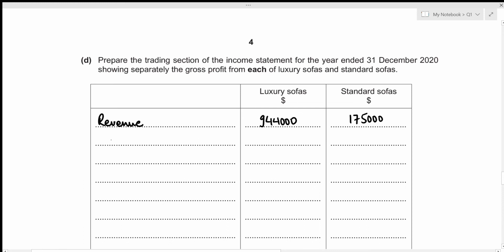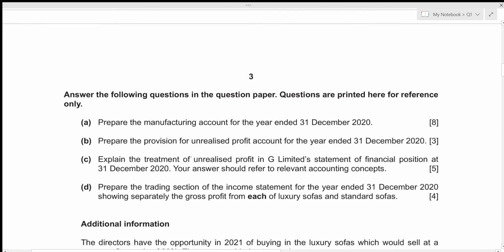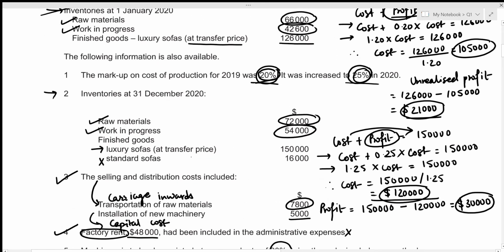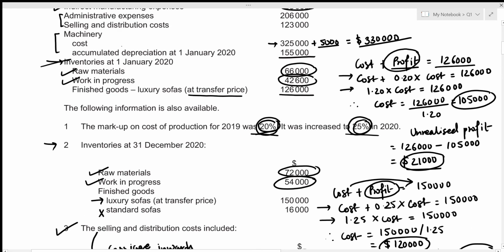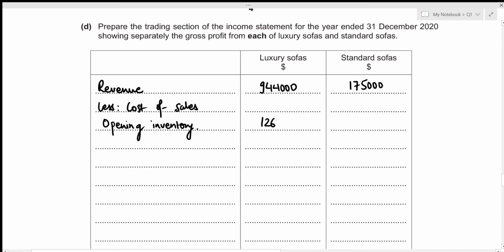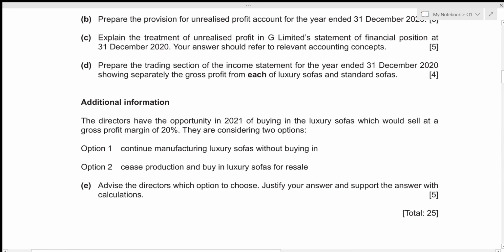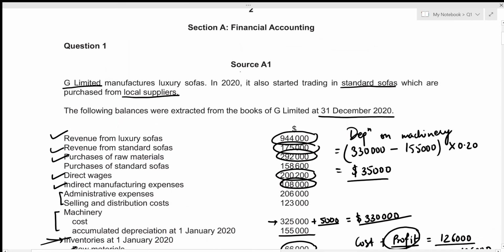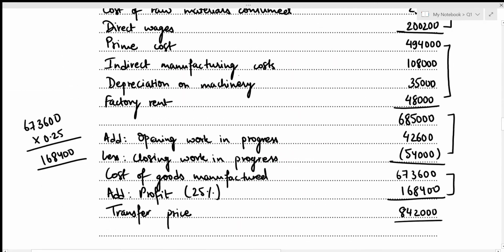Now we just subtract our cost of sales and we start with the opening inventory. So let's have a look at the opening inventory of luxury sofas and standard sofas. And the opening inventory for luxury sofas is actually going to be that of the finished goods, which is given right here. The finished goods of luxury sofas at the date of 1st January 2020 is of 126,000. Let's record it. $126,000. Then for standard sofas, I don't think there is an opening inventory because we were given the information that G Limited started trading in standard sofas in the year 2020, which is the current year, which means that there is not going to be any opening inventory because we just started trading in that particular section in this year. So there's not going to be any opening inventory for standard sofas.